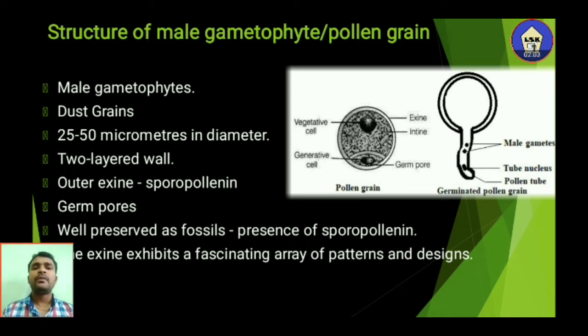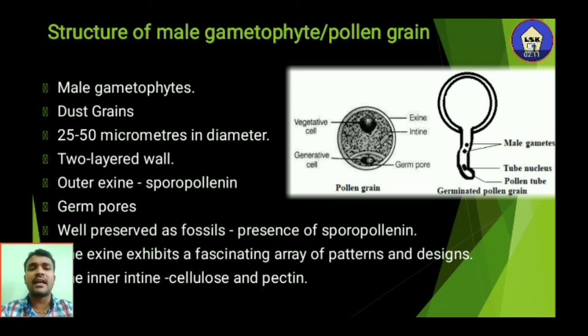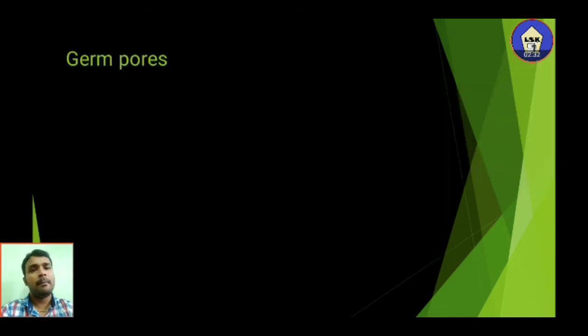If you observe the pollen grains under the microscope, we can see the great diversity in their texture. The exine shows a fascinating array of patterns and designs. The inner layer of the pollen grain wall is called the intine, and the intine is chemically made up of cellulose and pectin. Outer wall, exine, made up of sporopollenin, and inner wall is intine, made up of cellulose and pectin.